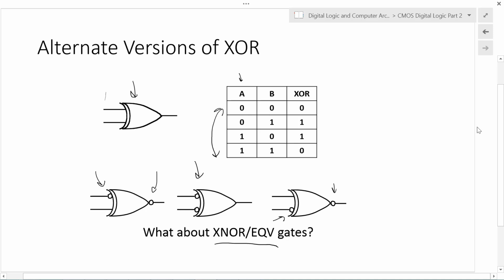And this ends the introduction of part 2 of CMOS digital logic.